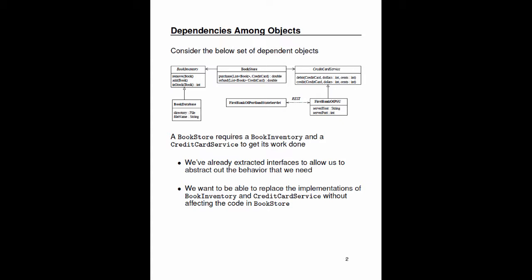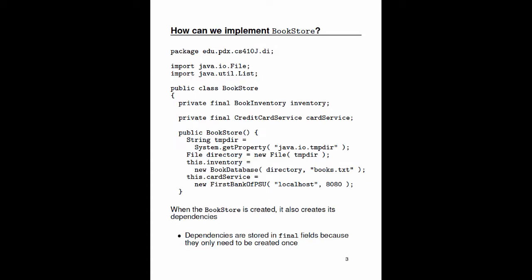You want to program to the interface, only depend on as much of an abstraction as necessary. And why do we want to do this? Well, so that we can move to other implementations of book inventory or credit card service without having to change the bookstore implementation, right? So we don't want the purchase method to have to do something different.